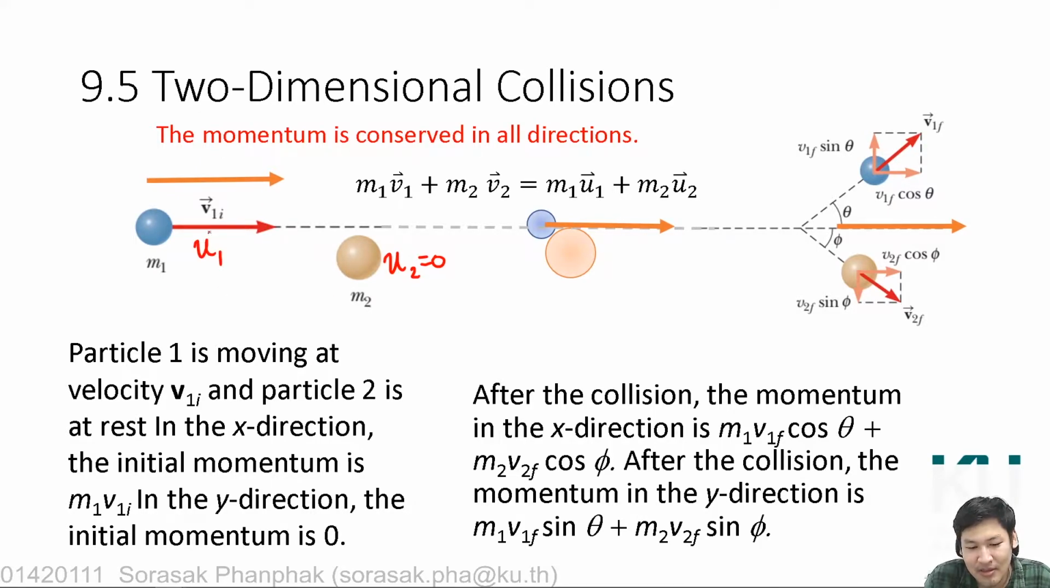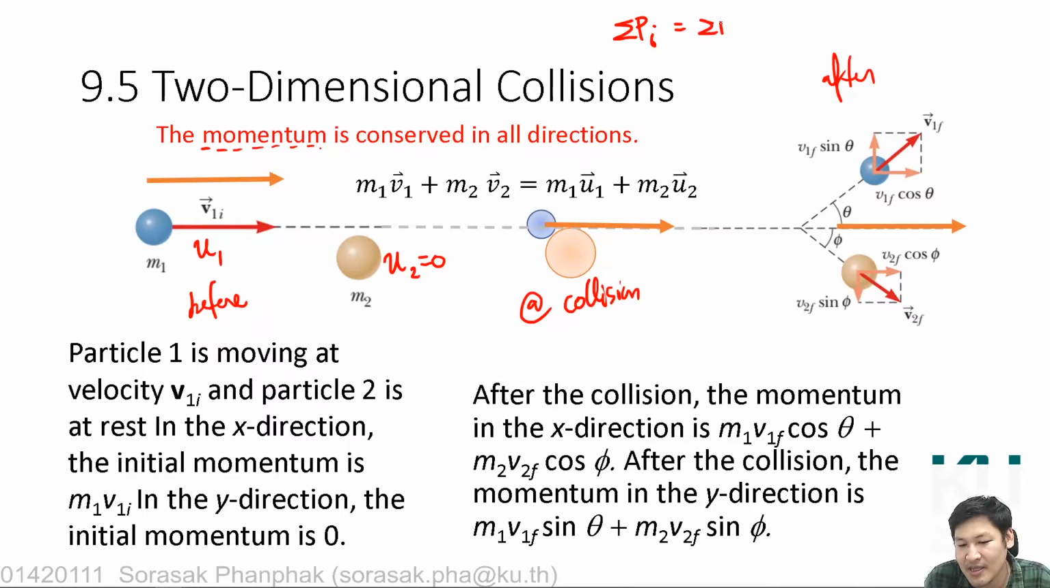This is the initial velocity of the ball m1. When it hits this part, this is before collision. And this is at collision. This is after collision. It still conserves the momentum. So you can use the conservation of linear momentum, sigma p i equals sigma p f. But be careful, you have to write it in terms of vectors.